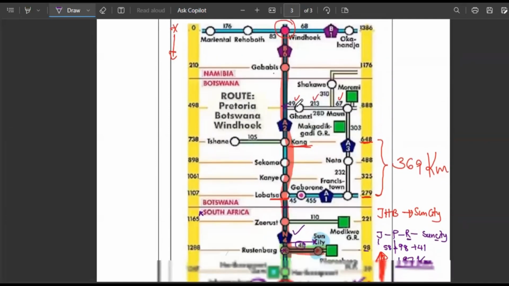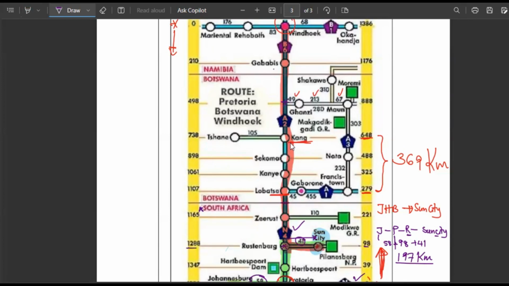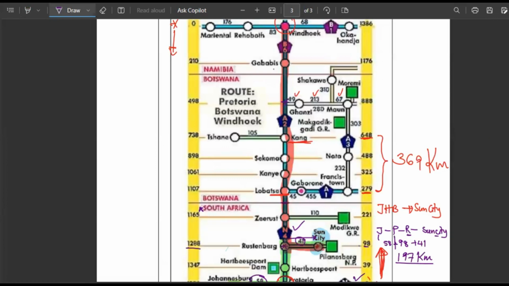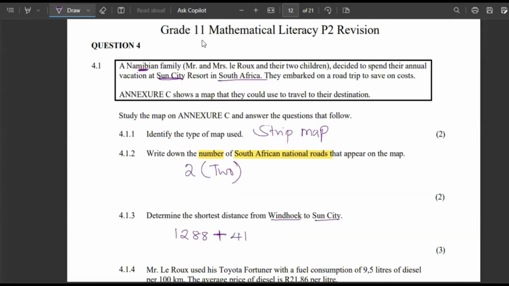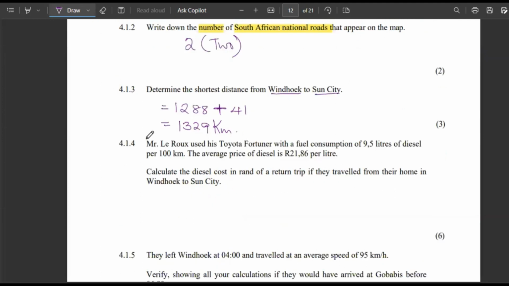So what's the distance? Now we're going to find out. They're from Namibia, so we are using this other side. So what's the distance from Namibia to Rustenburg? It's 1,288. You understand? Plus the distance they turn on when they enter inside. So we shall say 1,288 plus the distance from Rustenburg to Sun City. Rustenburg to Sun City is 41. So you add on 41. So there we get the final answer as the distance of 1,329 kilometers. All right. 4.1.4.